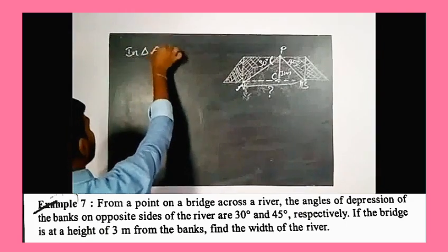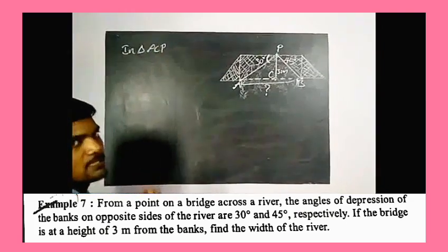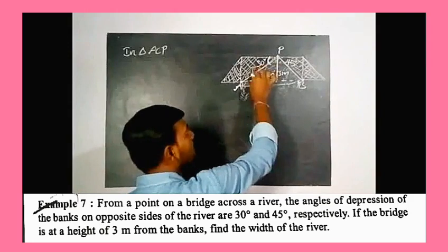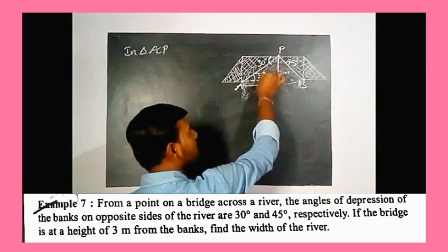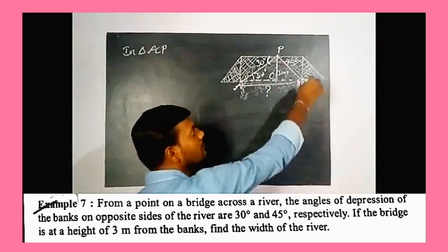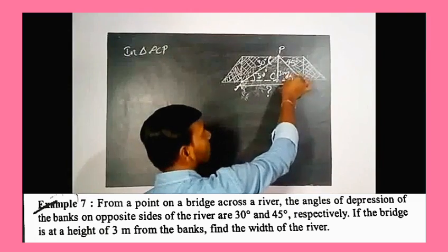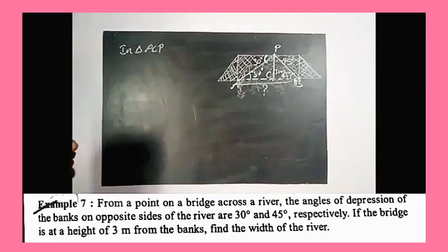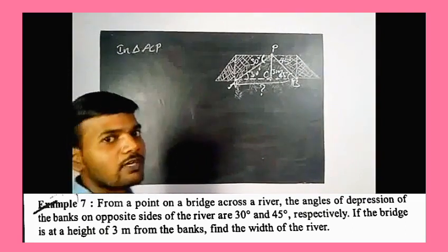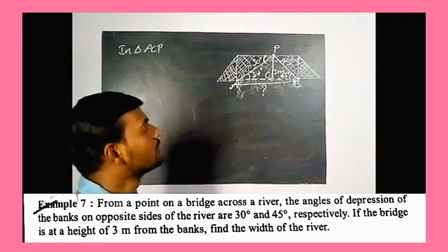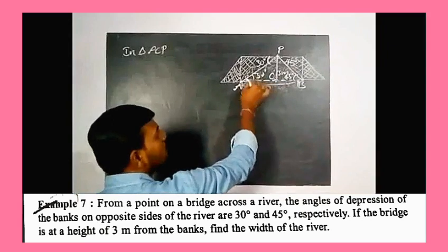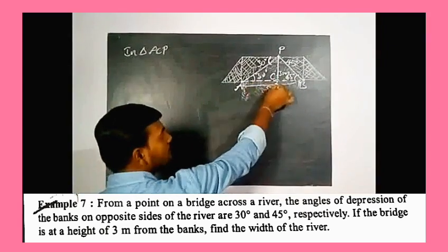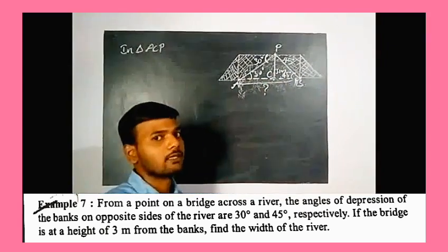ACP. In triangle ACP, here the angle can be written as 45 degree, because they are the interior alternate angles. Here also we can write this as 45 degree. Now apply the trigonometric ratio. Which trigonometric ratio can we apply here? In order to find the AC, we need to apply tan theta or cot theta.